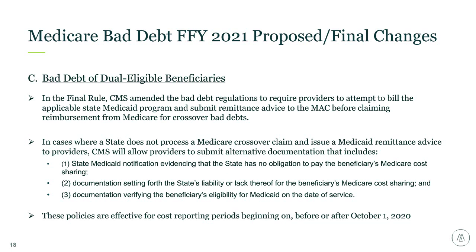The 120-day billing rule mentioned in the previous slide would also apply here to the Medicare crossover population. So you have to be aware of the fact that you still have to apply the 120-day billing rule. And then these policies for this population are effective both before and after October 1st, 2020. So they're both retroactive and prospective.